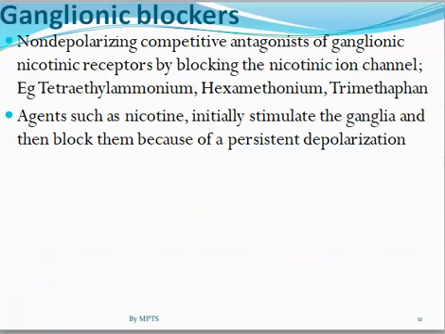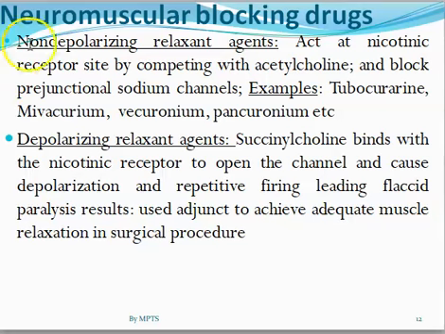Let me go to the neuromuscular blocking drugs. These ones we have as non-depolarizing relaxants. They act at the nicotinic receptor by competing with acetylcholine and also block the pre-junctional sodium channels. Examples are tubocurarine, mivacurium, vecuronium, pancuronium. I'm sure you are aware of the side effects of all these medications. You can refer to your notes or you can contact us for more information.